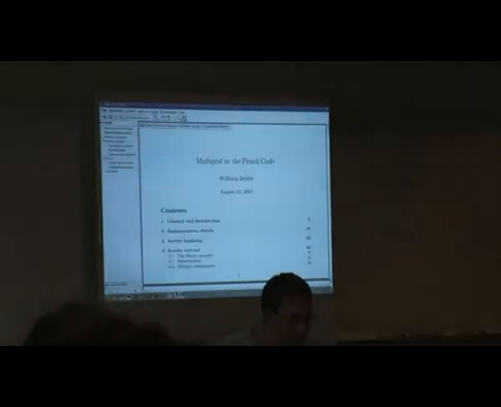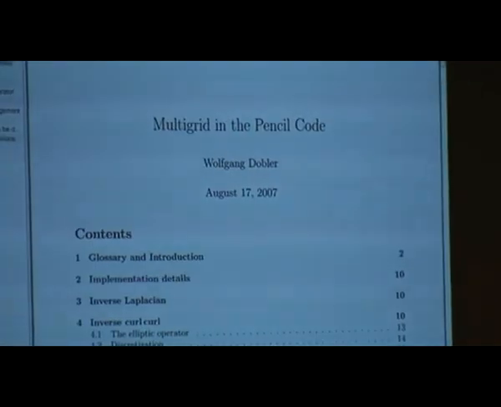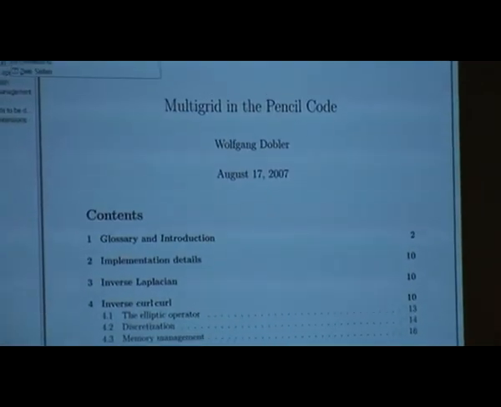It's correct. Look, I forward, find full screen. This, there it is.